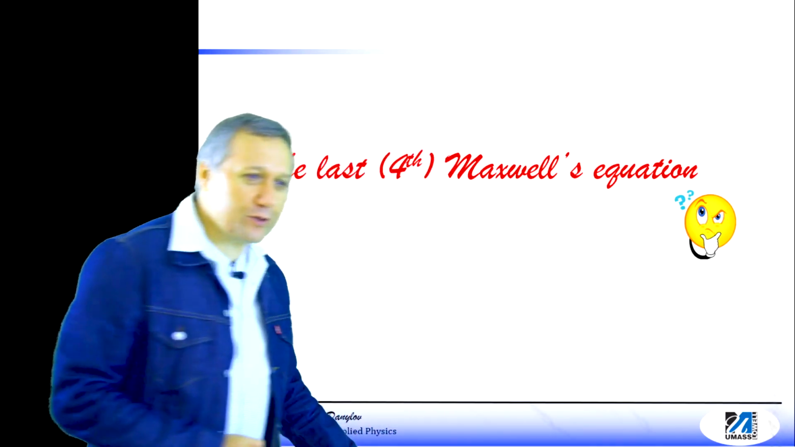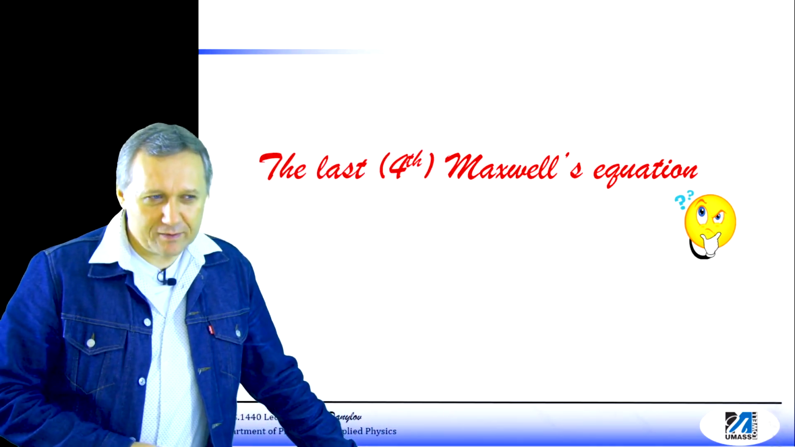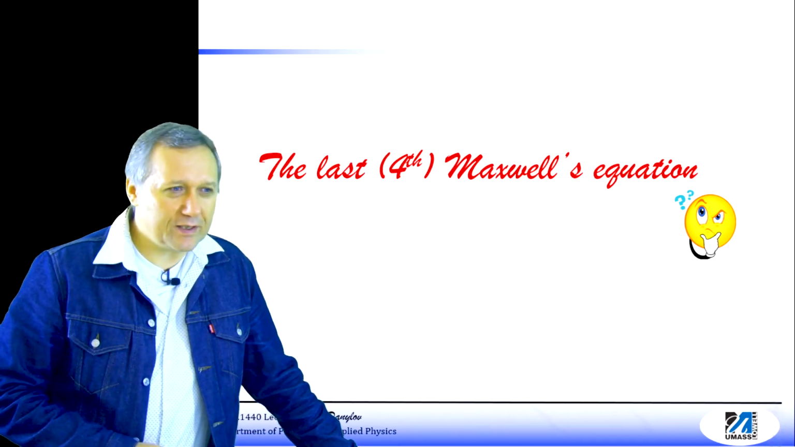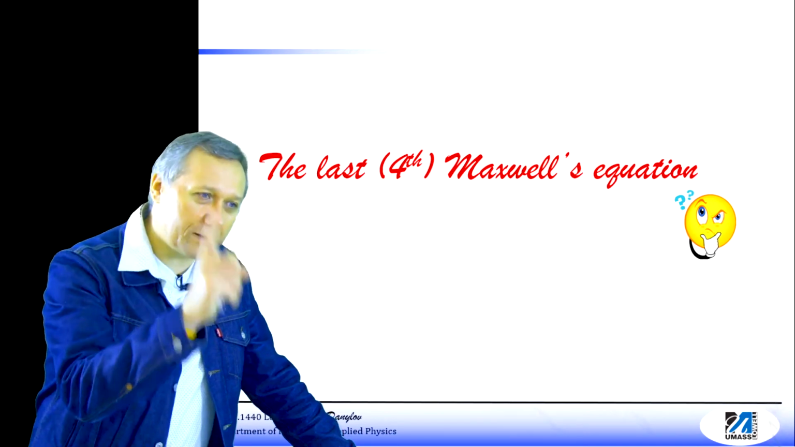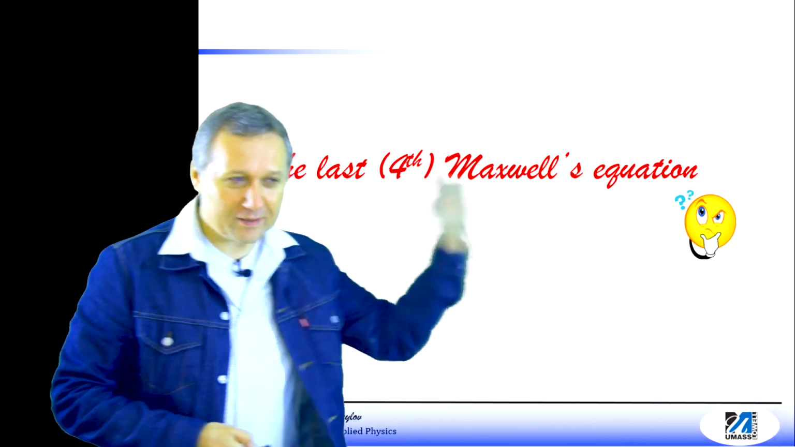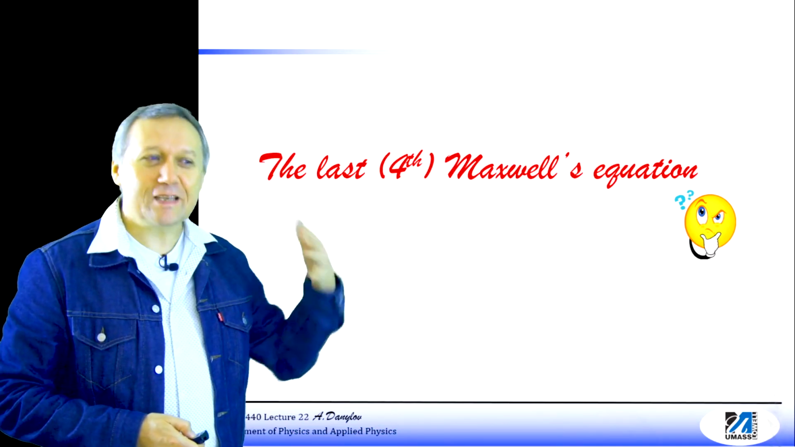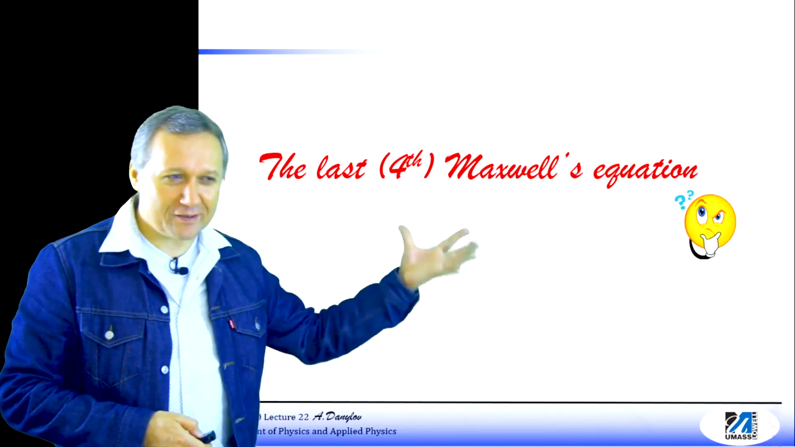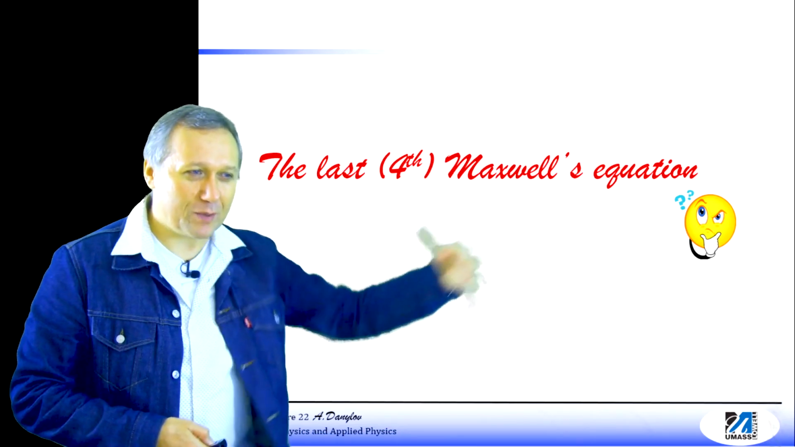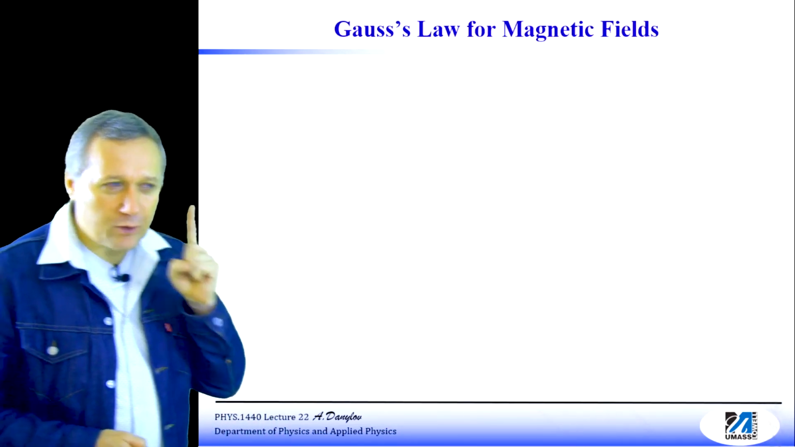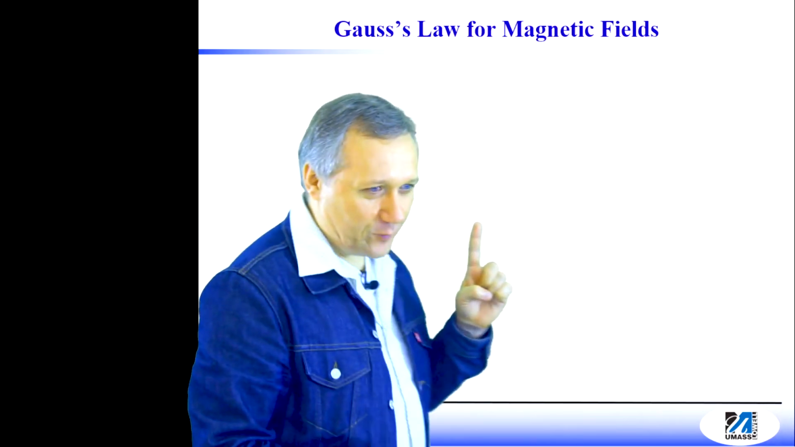And we're going to introduce it using similarity. As you already noticed, there are lots of similarities between the electric world and the magnetic world, except one. Okay, I will remind you about that in a second. I don't want to jump ahead of myself. Okay, so you remember Gauss's law for the electric world, for electricity.